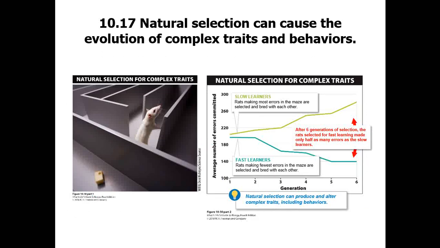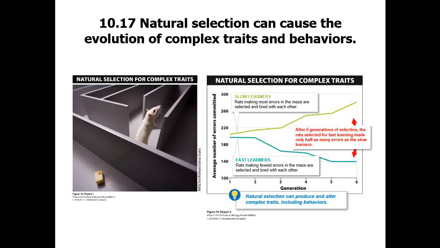So natural selection can cause the evolution of what are called complex traits and behaviors. Complex traits can be things like learning. Fast learners, like in this example here with these little rats. Rats are actually very intelligent creatures. If you've ever had one as a pet, you probably can attest to that.